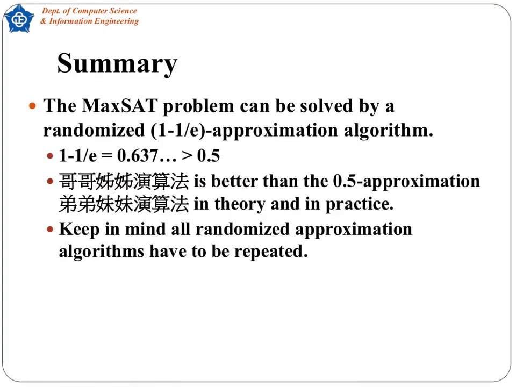Now let's turn to our key findings on approximating MAX-SAT. First, we achieve a randomized 1 − 1/e approximation, about 0.632, which clearly outperforms the baseline 0.5 guarantee. In both theory and experiments, our older sibling algorithm consistently beats the classic 0.5 approximation younger sibling method. And since it's randomized, you'll want to run it multiple times to obtain reliable, stable results.